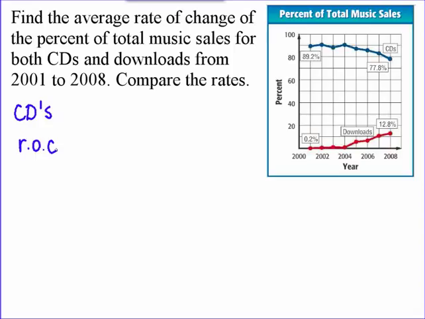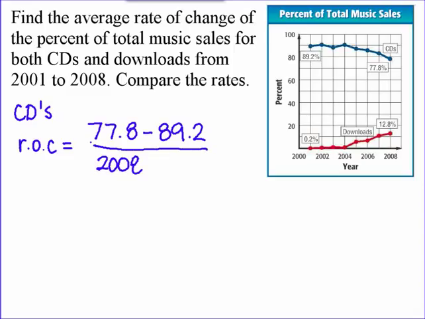So, R of C. When I want to find the average rate of change, I'm going to use the 2 endpoints here. So the 2 endpoints are 89.2% and 77.8%. Okay. So in this case, I'm going to take 77.8 minus 89.2. And what am I going to divide by? Yep. 2008 minus 2001.